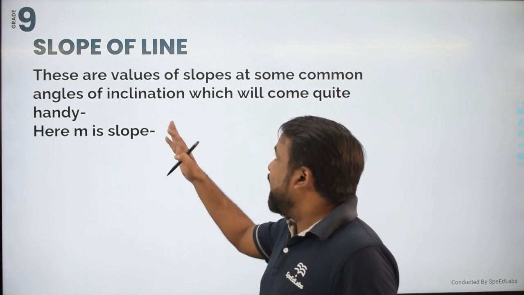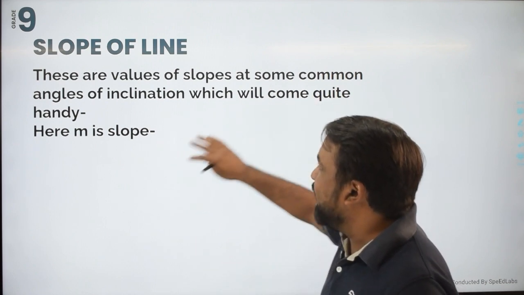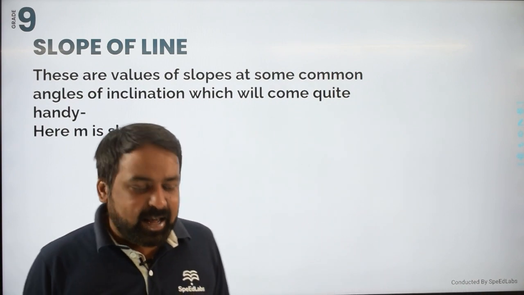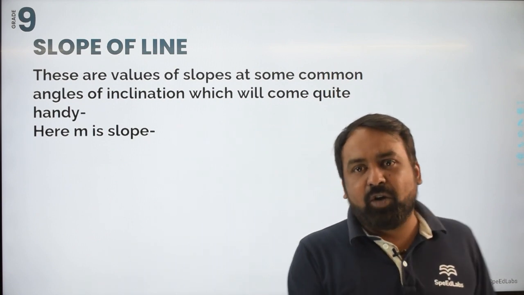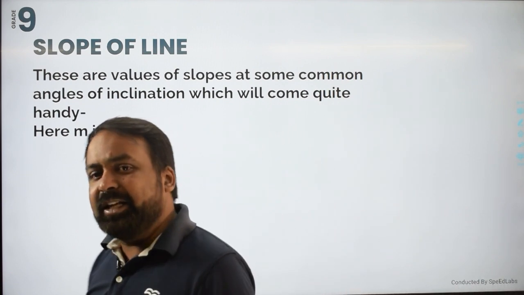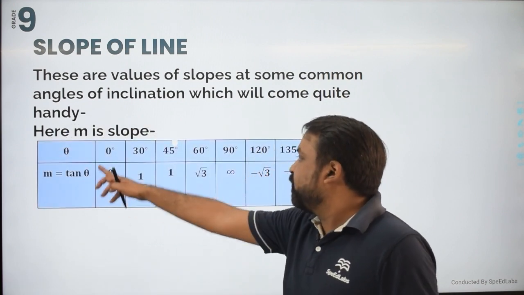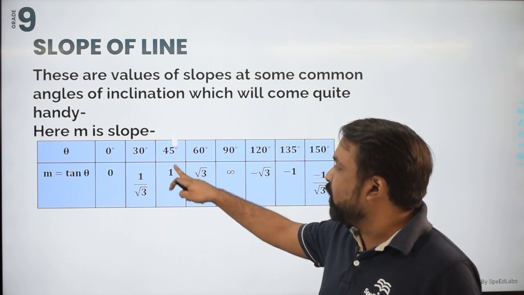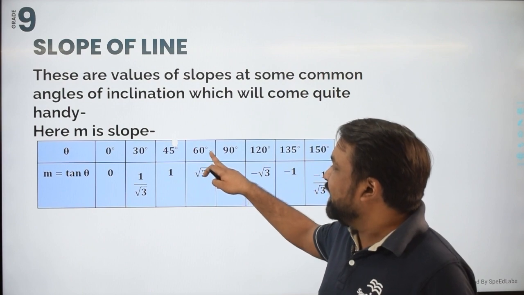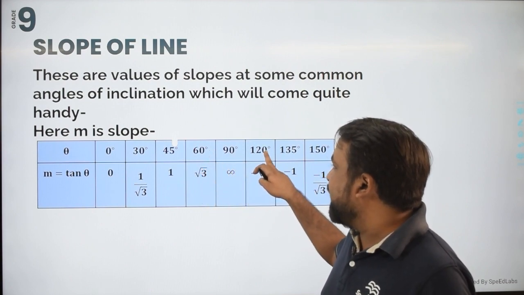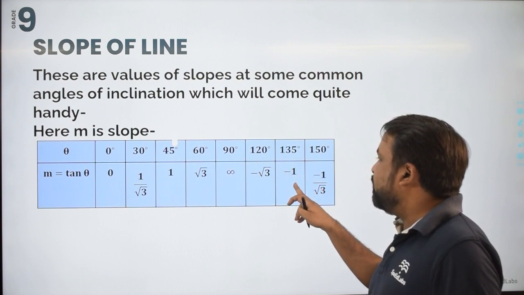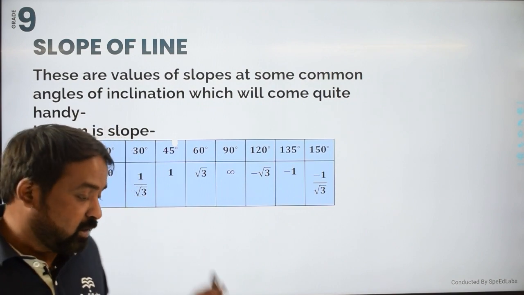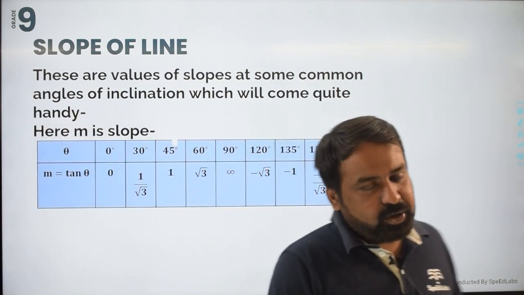Next, these are values of slope at some common angles of inclination which will come quite handy. That means some standard angles will be given to you, and you should know the value of tan of that particular angle in order to find the slope. If theta is 0 degrees, then slope m will be 0. If it is 30 degrees, then 1 by root 3. For 45, tan 45 is 1. Tan 60 is root 3, tan 90 is infinity, tan 120 is minus root 3, tan 135 is minus 1 and tan 150 is minus 1 by root 3. So these are the slopes for some standard angles, and you can remember these things.